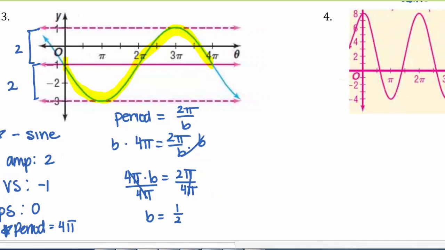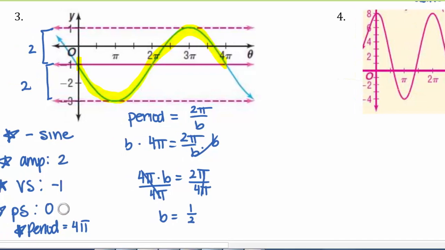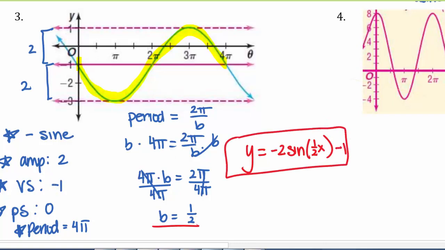So once I have all of this information, I can write my equation. Again, I have my type of graph, my amplitude, vertical shift, phase shift, period, but I really need b to go in my equation. So I decided that it's a negative sine curve based on the shape. So my amplitude is 2, but I need it negative. So -2 sine. My b value is 1/2. I have no phase shift, so I don't have anything on the inside other than that 1/2. And then my vertical shift is -1, and the vertical shift always goes on the end. So the idea is that you got to look at the graph, you got to pick out the important information, and then know where it goes in your equation.